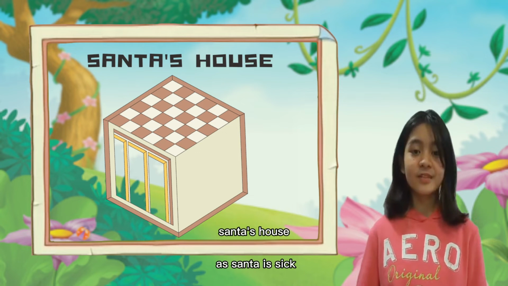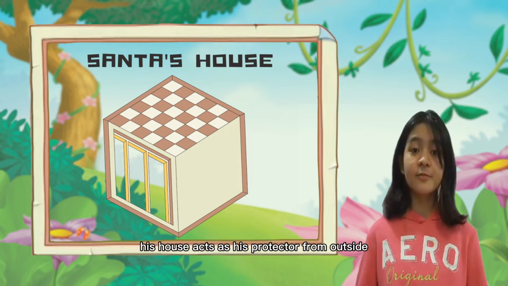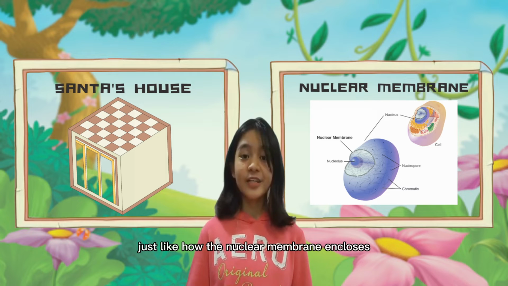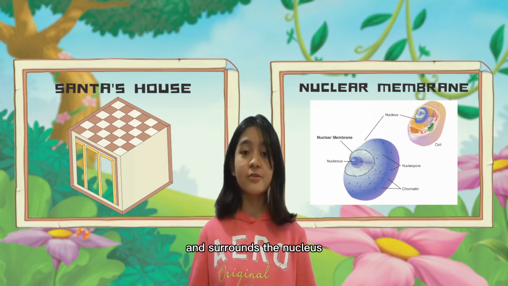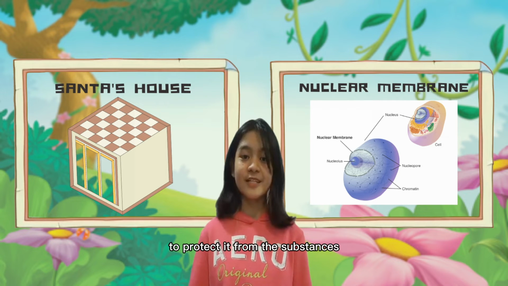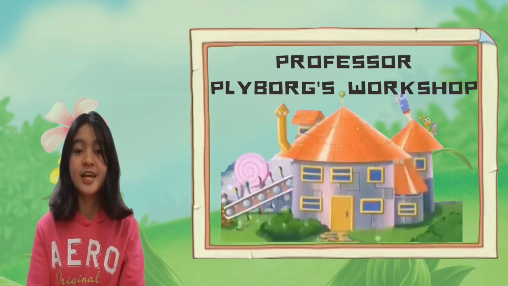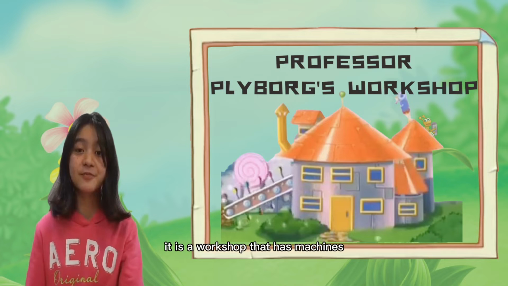Santa's house. As Santa is sick, his house acts as his protector from outside that may be dangerous to him. Just like how the nuclear membrane encloses and surrounds the nucleus to protect it from the substances. Professor Plyborg's workshop. It is a workshop that has machines for making gifts in the city. Just like how the ribosomes are the machines that build proteins in the cell.